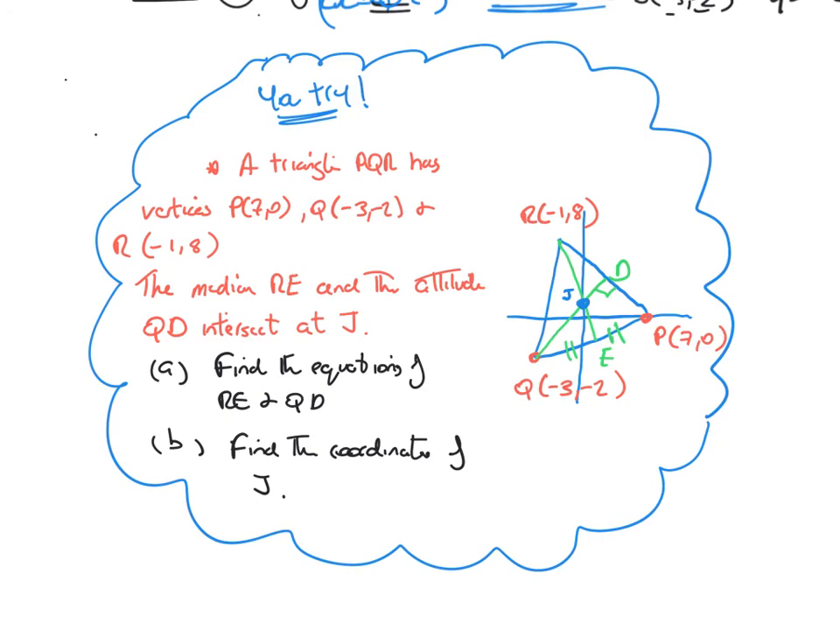So you're going to find the equations of the two straight lines, line them up for simultaneous equations, and that will get you the point of intersection J. Now, don't pay too much attention to where the point looks to be in the diagram. It's just a rough sketch, and have a go.